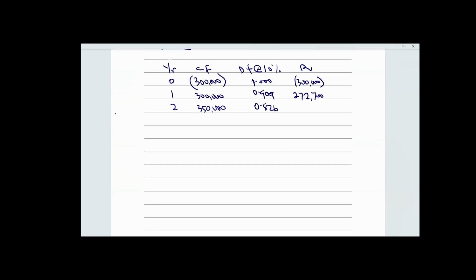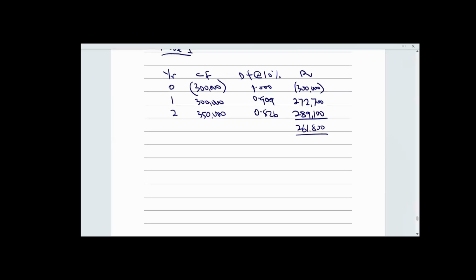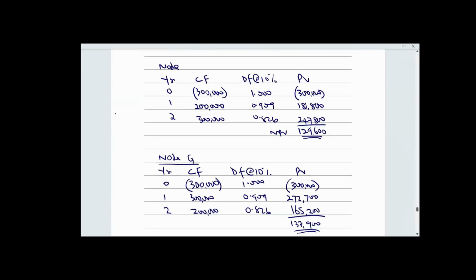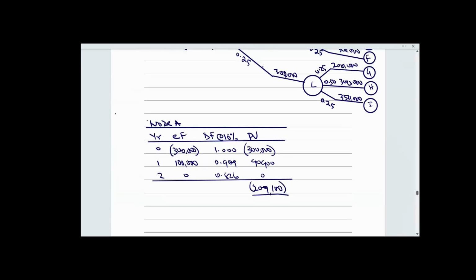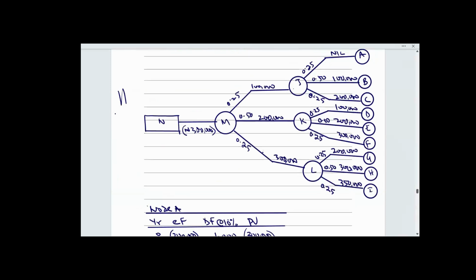Then 350, what do you have? 289,100. NPV, 261,800. 261,800. Okay. So the next one is node L. We have node JKL.